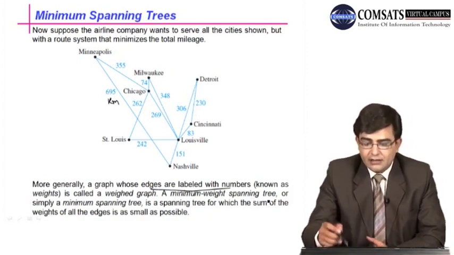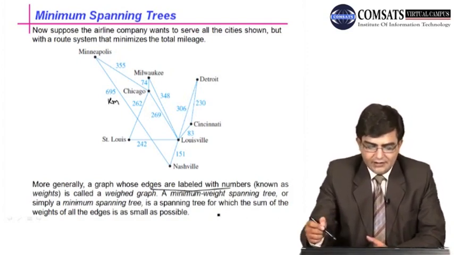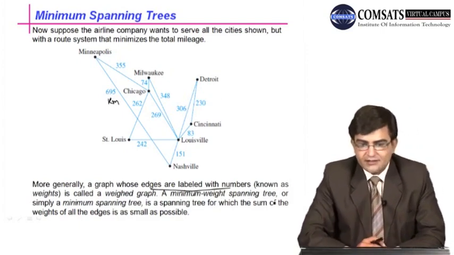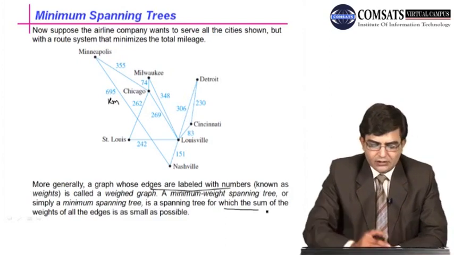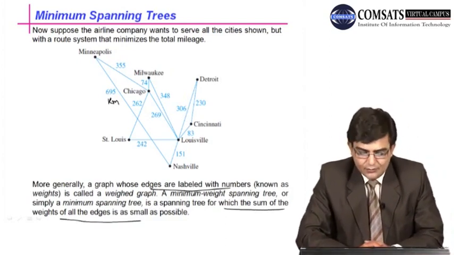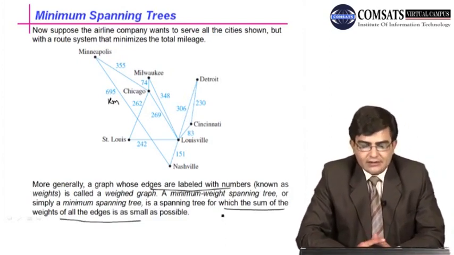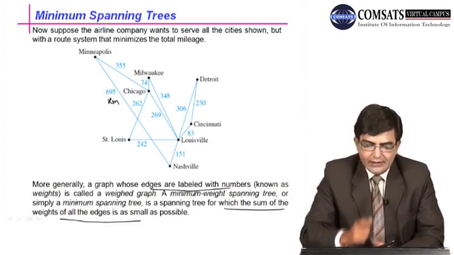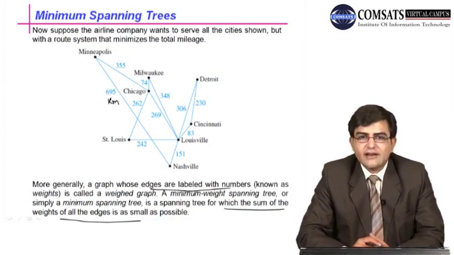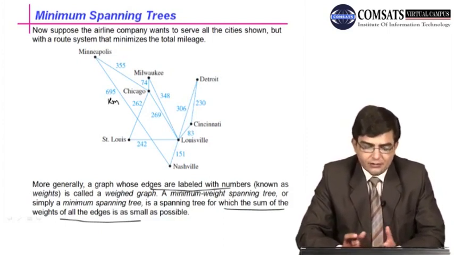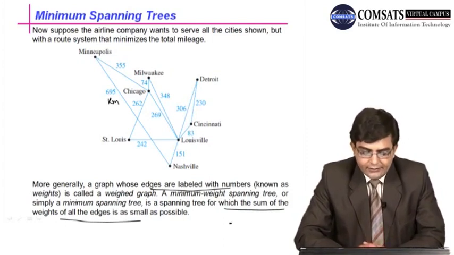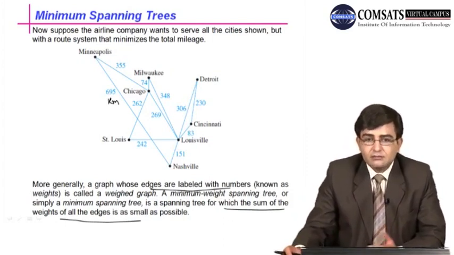And we have to find a minimum weighted spanning tree, or simply a minimum spanning tree, which is a spanning tree for which the sum of the weights of all the edges is as small as possible. Such trees are called minimum spanning trees, in which all the edges are assigned weights, and weights could be anything. It could be kilometers, it could be weight, or some other things.